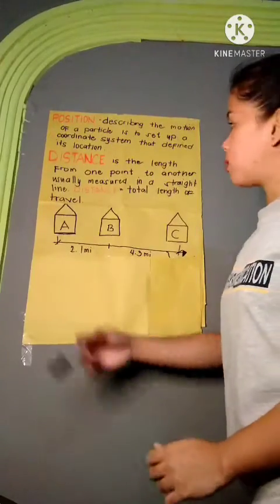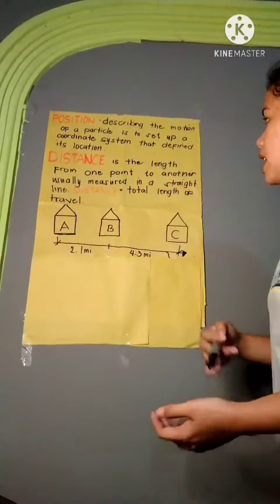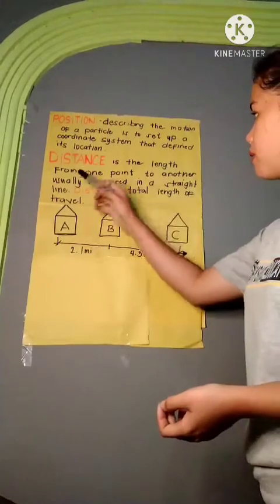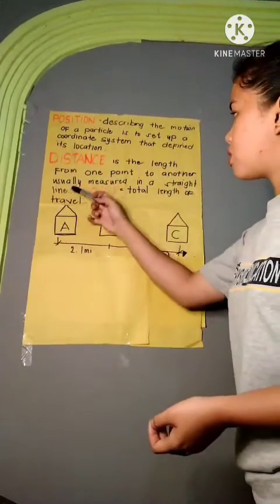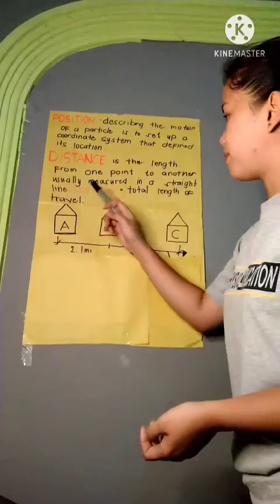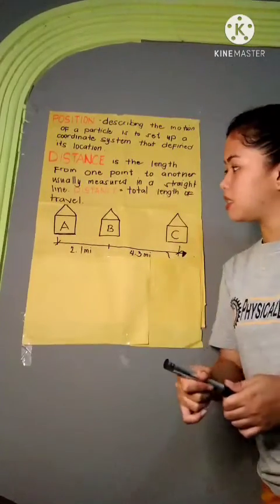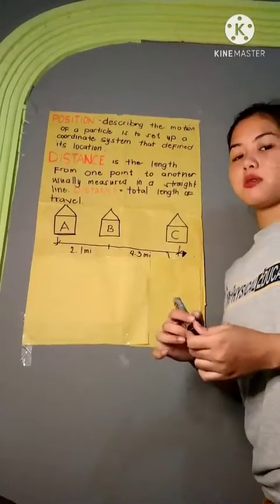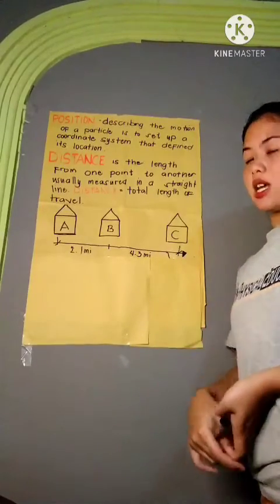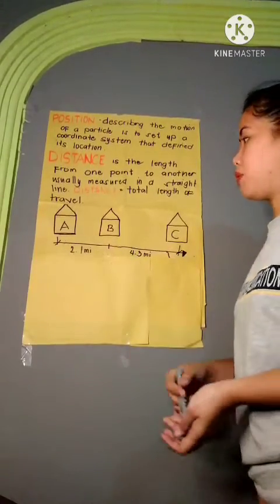Let's proceed to distance. Distance is the length from one point to another, usually measured in a straight line. Distance is equal to total length of travel. Para mas maintindihan natin yung distance, nagbigay po ako ng example.